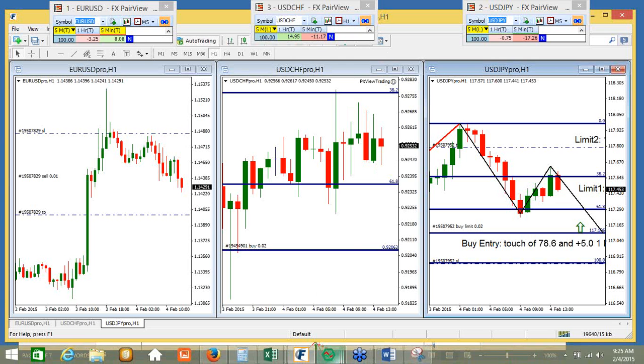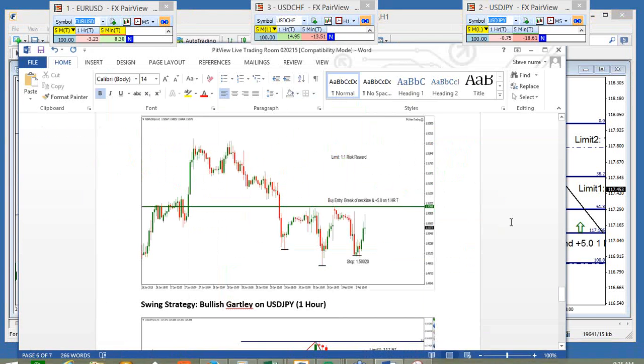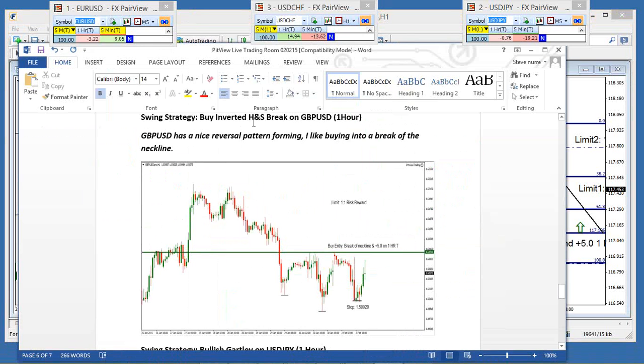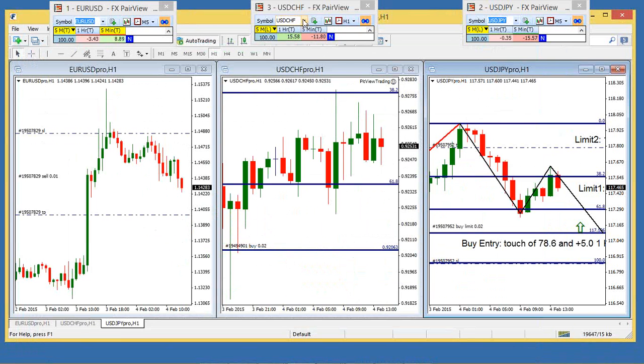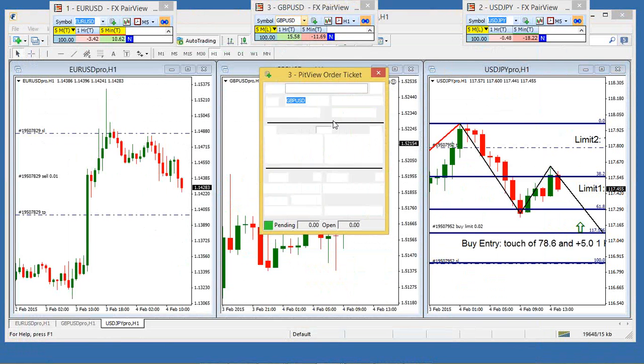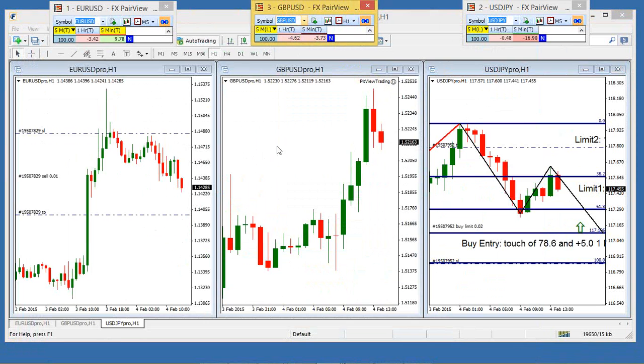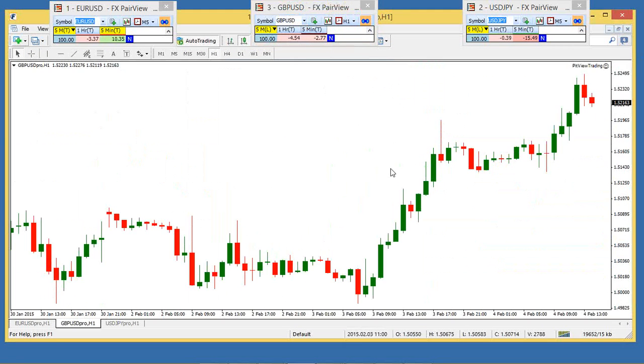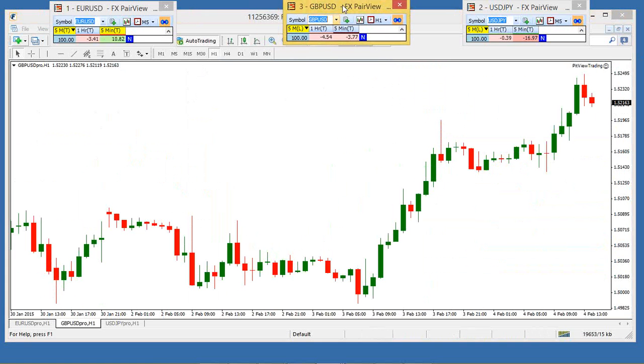But let's also review some of our trades from this past week. Let me just scroll up here. I added this one, buying an inverted head and shoulders break on the pound dollar. It had a nice little reversal pattern forming. Now, when you're looking at these, it actually turned into more of a double bottom formation, and I'll show you what this looks like. You can go directly to the pound dollar chart just by going up here and saying, okay, let's go to pound dollar. And I'll expand that. And let me zoom out just a little bit.